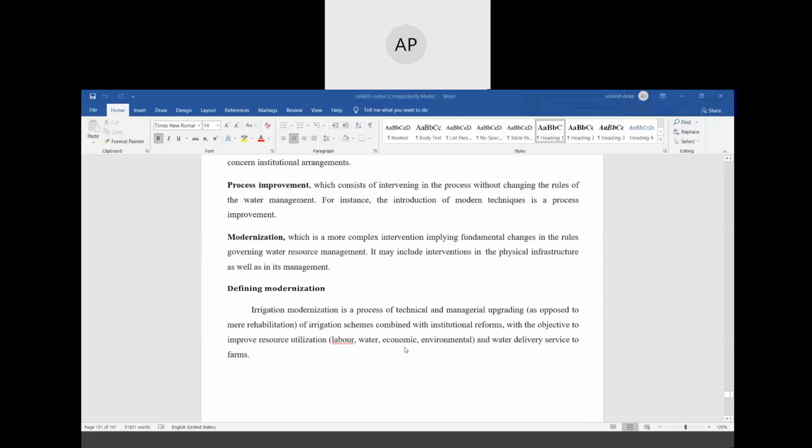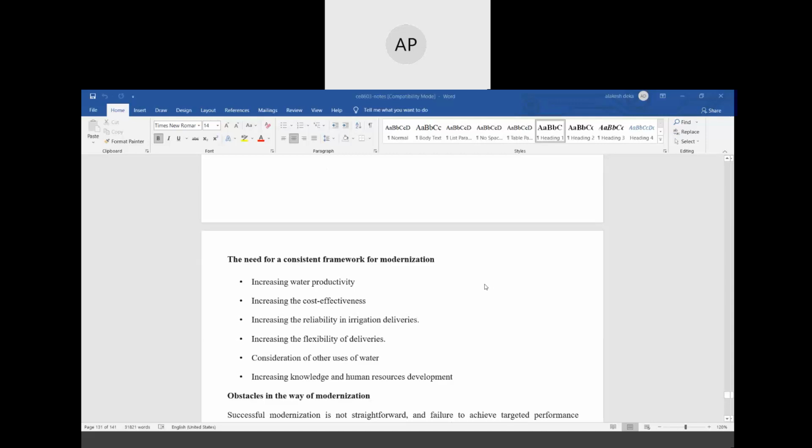And what is modernization? Irrigation modernization is a process of technical and managerial upgrading, as opposed to mere rehabilitation, of irrigation schemes combined with institutional reforms, with the objective to improve resource utilization. What are the resources? Labor, water, economic, environmental, and water delivery service to farms. That is your modernization.